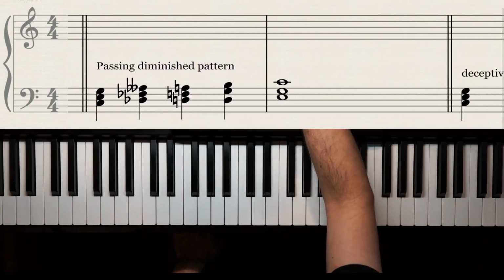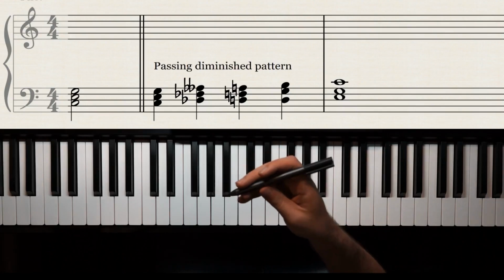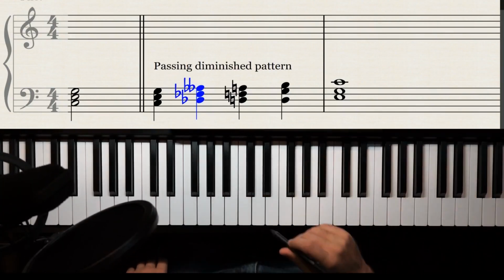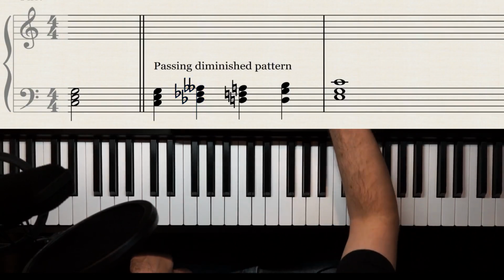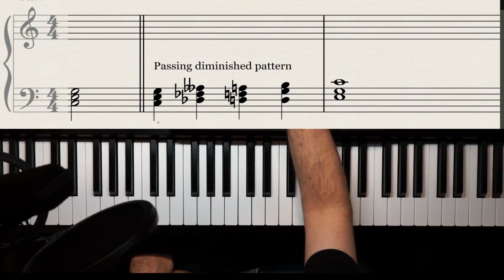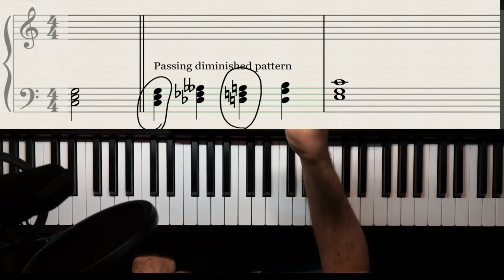Okay, next I'm going to talk about the passing diminished pattern, moving right along here. This is how this works. Let me grab the pen so I can show you, and I'm going to circle it here. This chord right here, this 2nd chord, is what's called a passing diminished chord. It basically connects 2 chords together and passes in between them. The 2 chords I'm talking about are the C major chord and this D minor chord here.